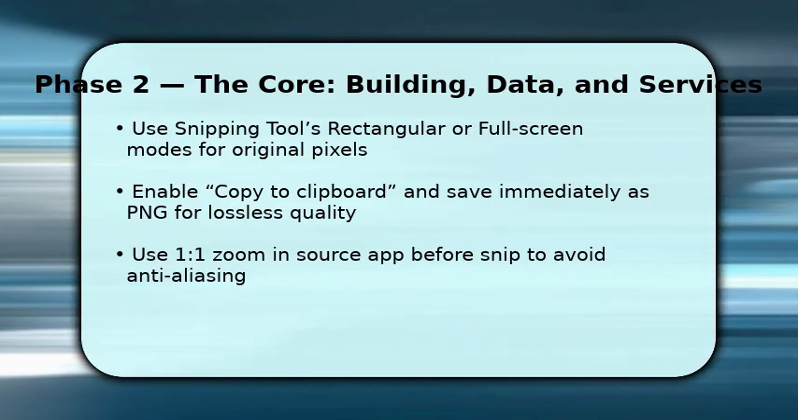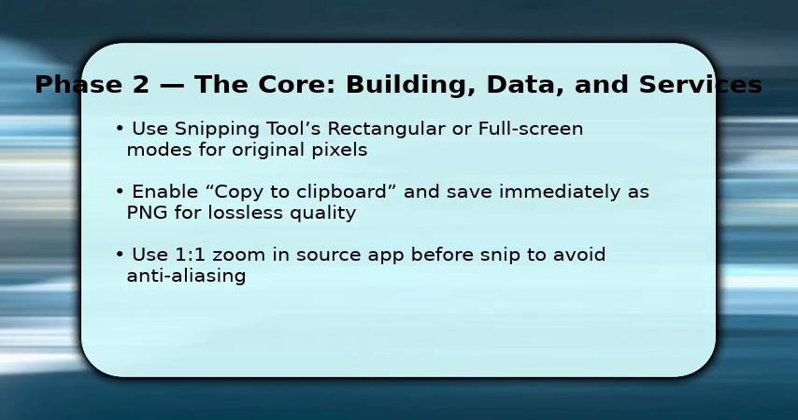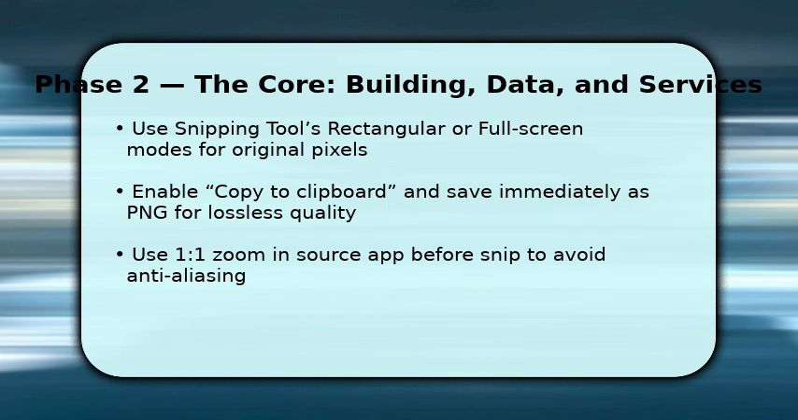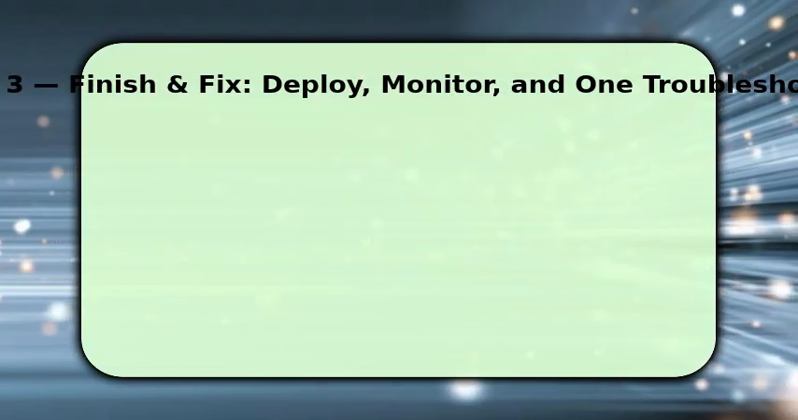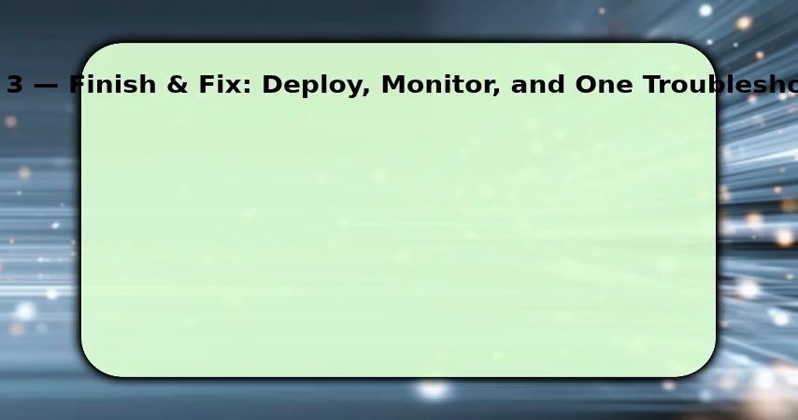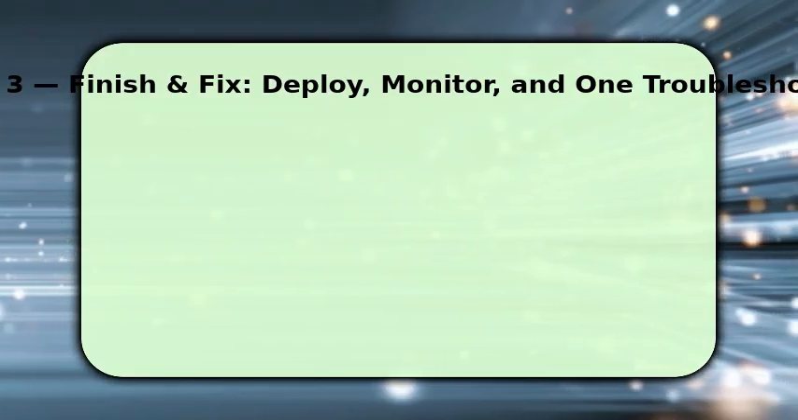This keeps lossless detail. If you need a higher pixel count, temporarily increase the source image or browser zoom, capture, then scale down. Scaling down preserves sharpness better than scaling up. Finish by post-processing. Open the PNG in an editor and crop precisely, then export at 300 dpi if the target is print or high-res display.